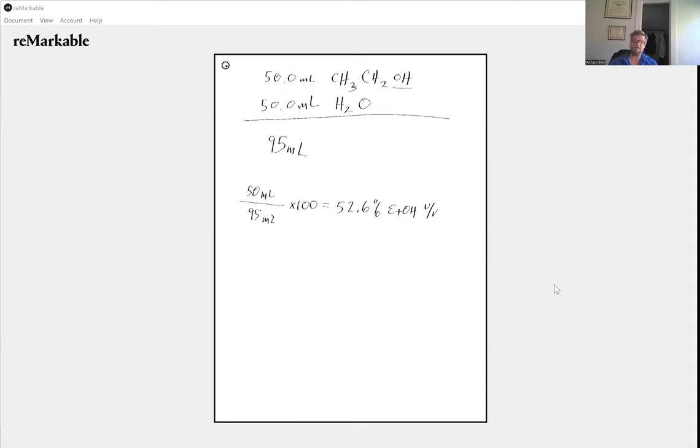Proof is always twice the volume to volume percentage. Proof is another odd little concentration unit. It only applies to drinking alcohol. Proof is twice the percentage.